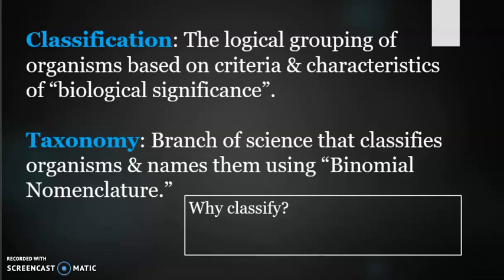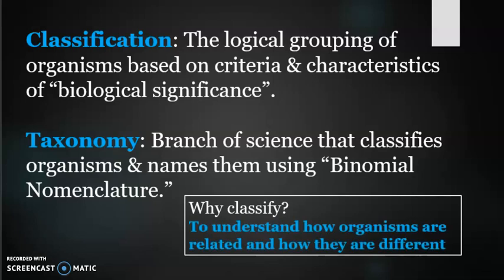So classification is how we group organisms together and divide them out into different categories. We're going to do this based upon characteristics that we think are of biological significance. And taxonomy is the branch of science that classifies organisms using binomial nomenclature, which is a two-part naming system. The whole reason that we're going to classify life is we need to be able to understand how organisms are related and how they're different from each other.